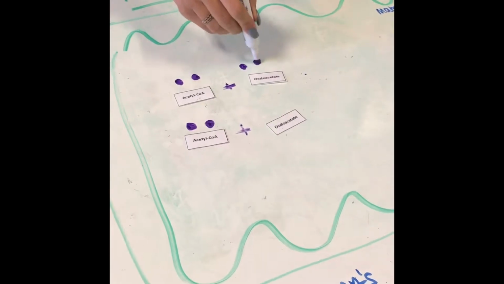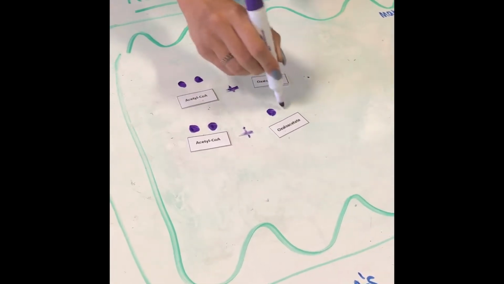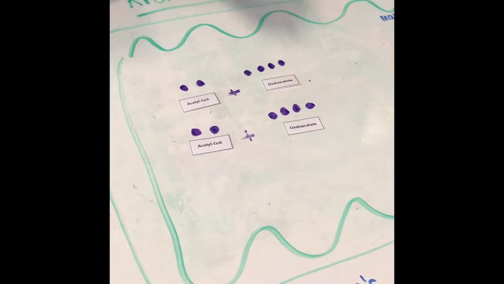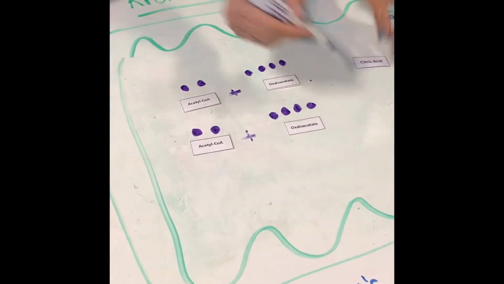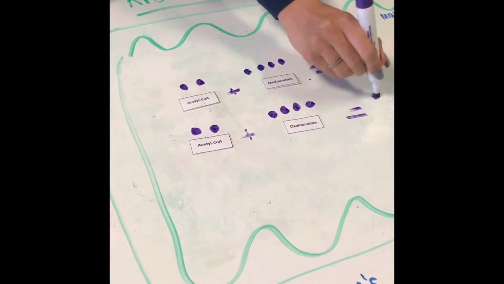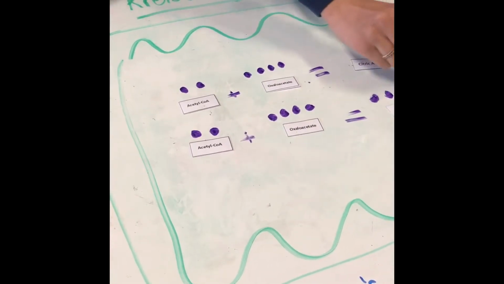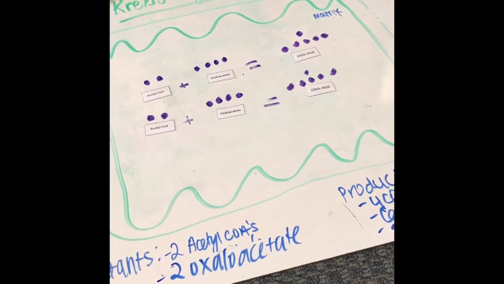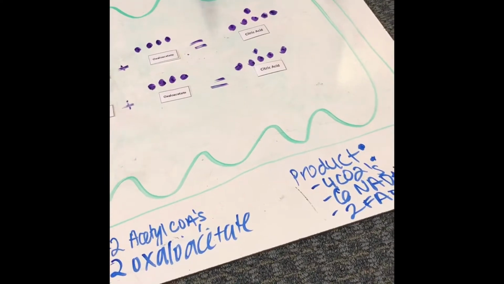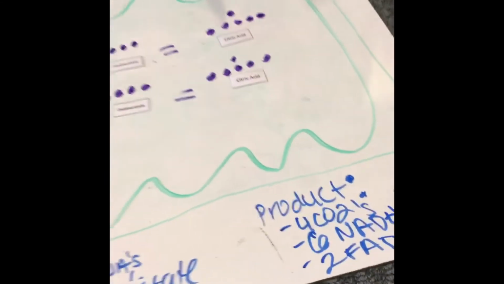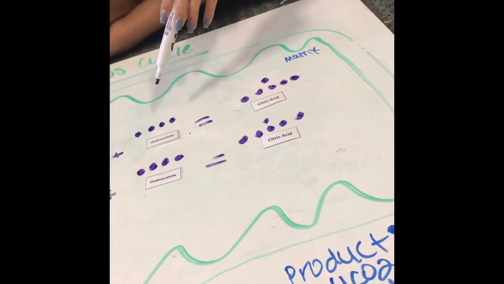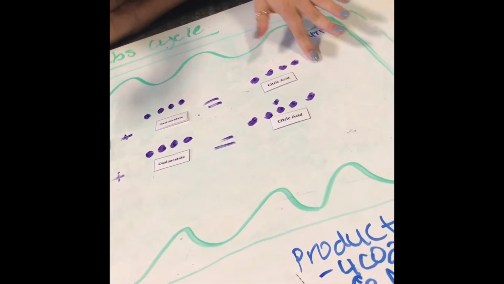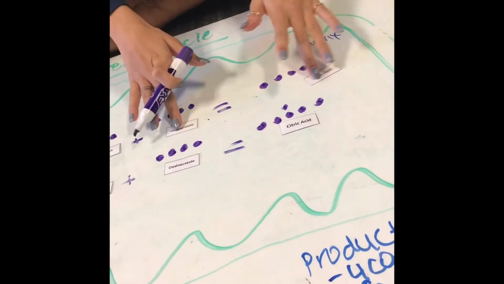So these ones have 4 carbons, and when these come together, they form citric acid. And citric acid is a 6-carbon molecule. So it's important to know that citric acid can also go through decarboxylation and go back to oxaloacetate. How this happens is it loses 2 carbons, and then it becomes the 4-carbon molecule, which is oxaloacetate.